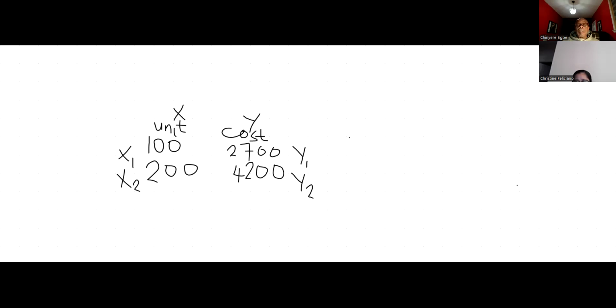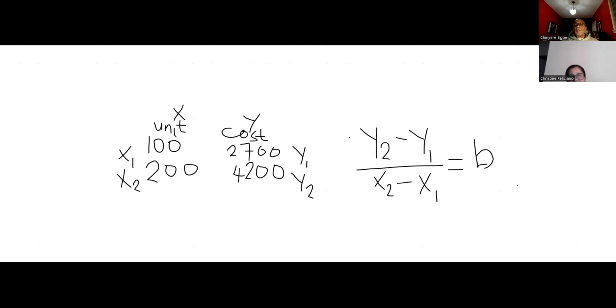So we start by calculating the slope. Y2 minus Y1 divided by X2 minus X1 is equal to B, equal to the slope. You get it? Okay. So you get that one first. Once you get it, then you can find A. And this is what we're going to do.